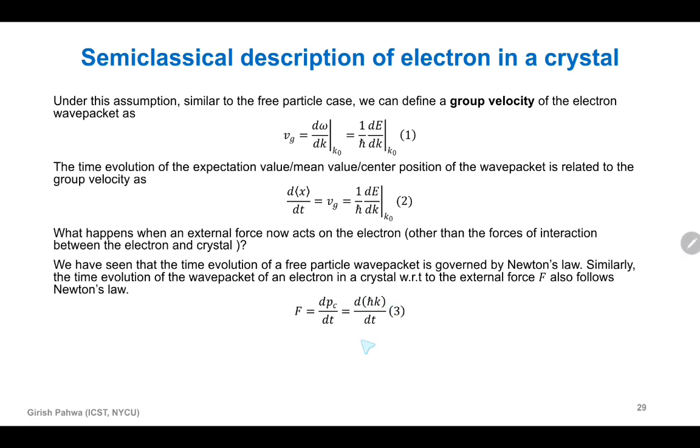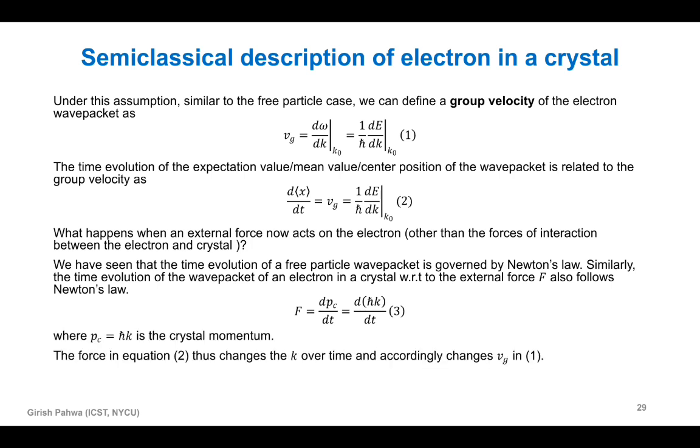If k changes with time, according to equation number 3, Vg is dE by dk. So the group velocity is a function of k. It's the slope of E versus k. If my k changes, dE by dk will also change. So then my velocity will change, and of course my position will also change. So indirectly, force changes k, which changes the group velocity.